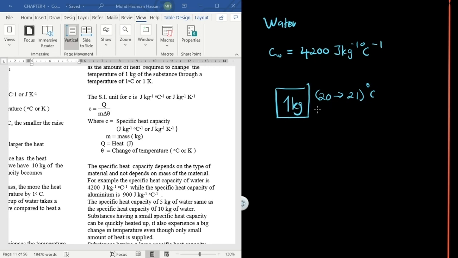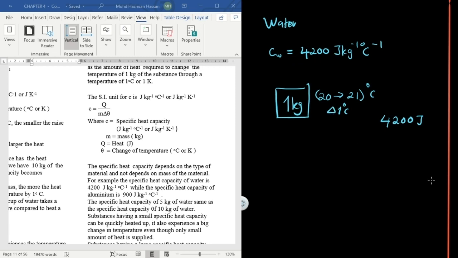So here we have 1 kilogram, and this one we have changed by 1 degree Celsius. So based on this information, we can get the amount of heat required that we need to supply to the substance to change its temperature. So it should be equal to 4200 joule, because we have 1 kilogram of substance, and we want to change the temperature by 1 degree Celsius.